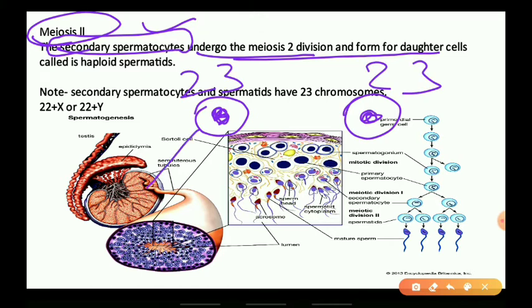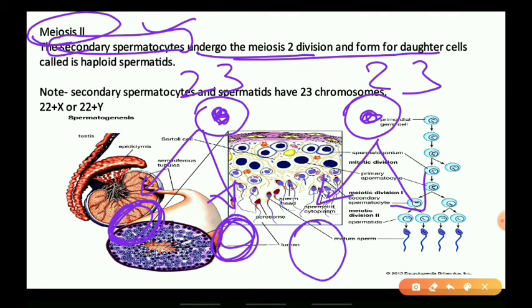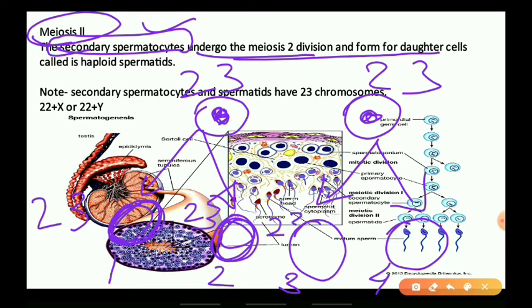Now what will happen? These cells will divide into four daughter cells. This is 1, this is 2, and here again this is 1, this is 2. So we have 1, 2, 3 and 4 daughter cells, and they all have 23, 23, 23 and 23 chromosomes. Okay, hope now it is clear.